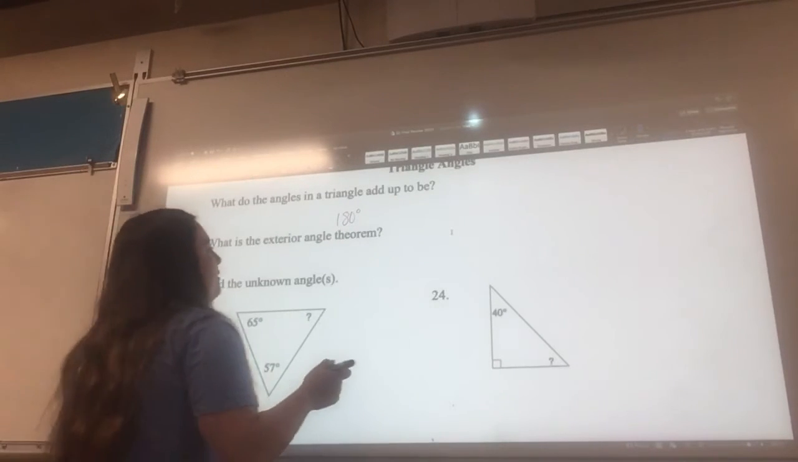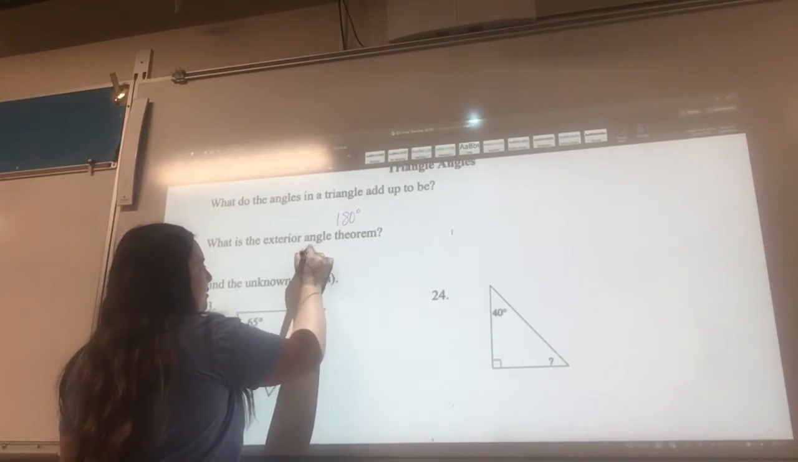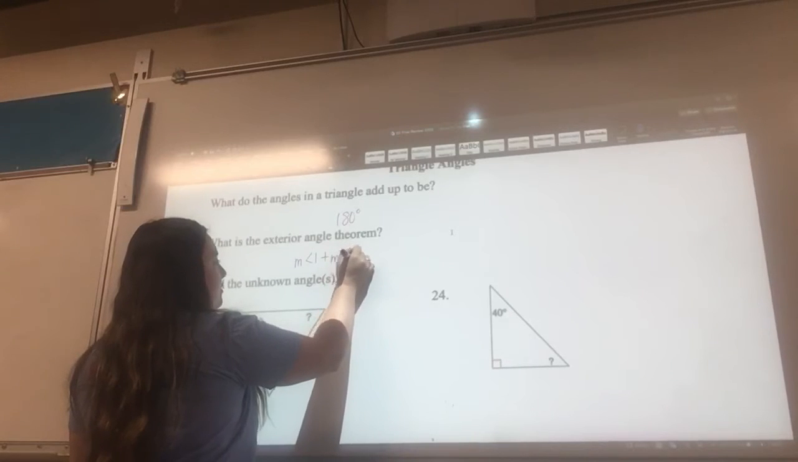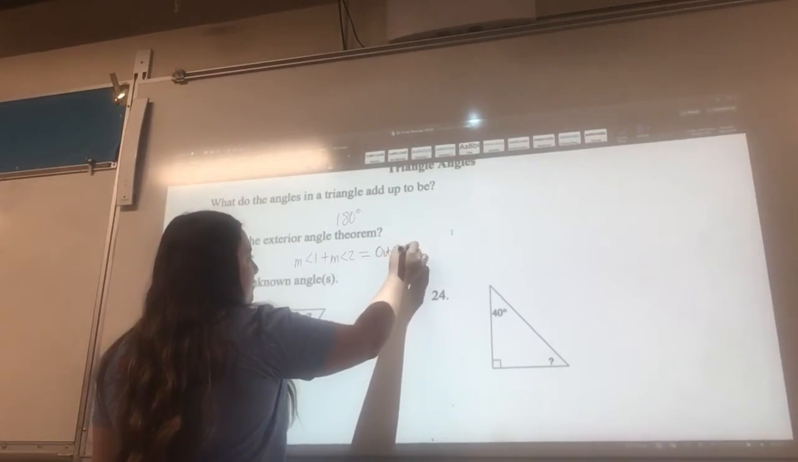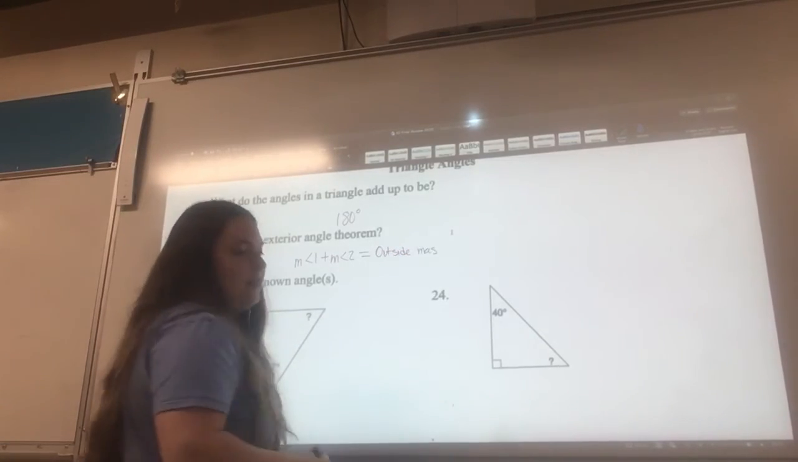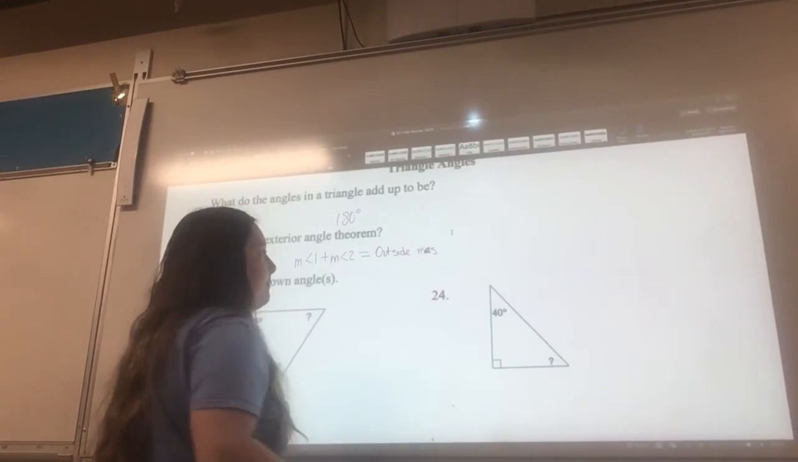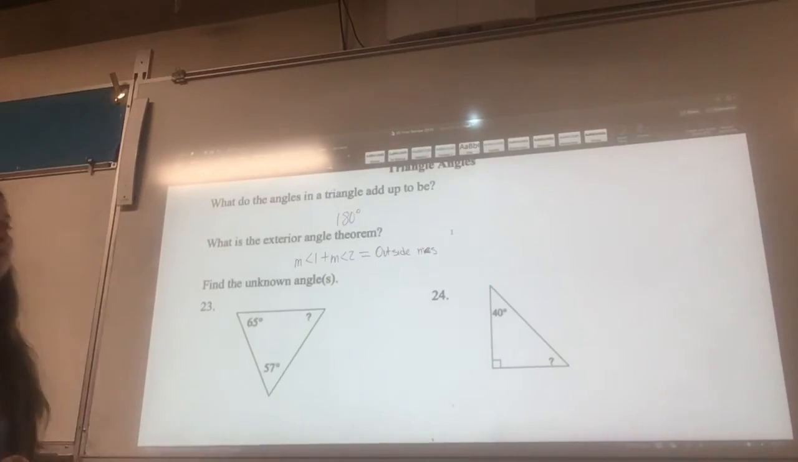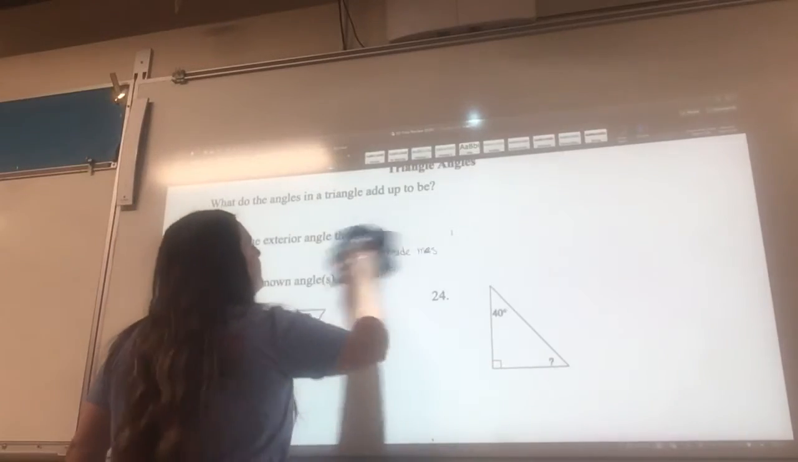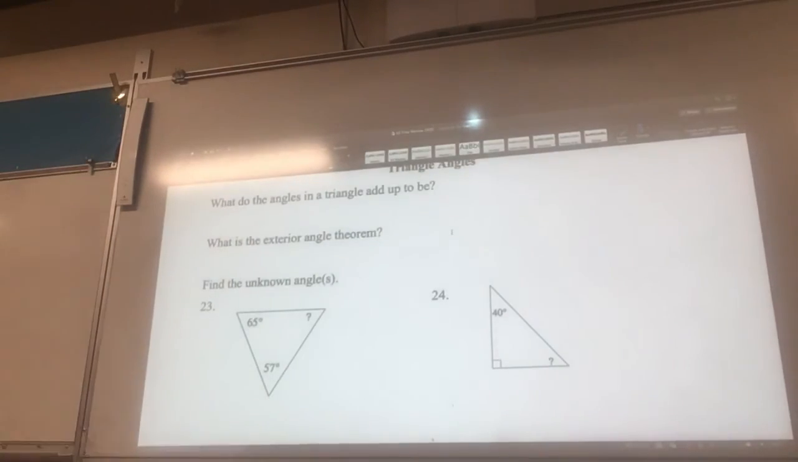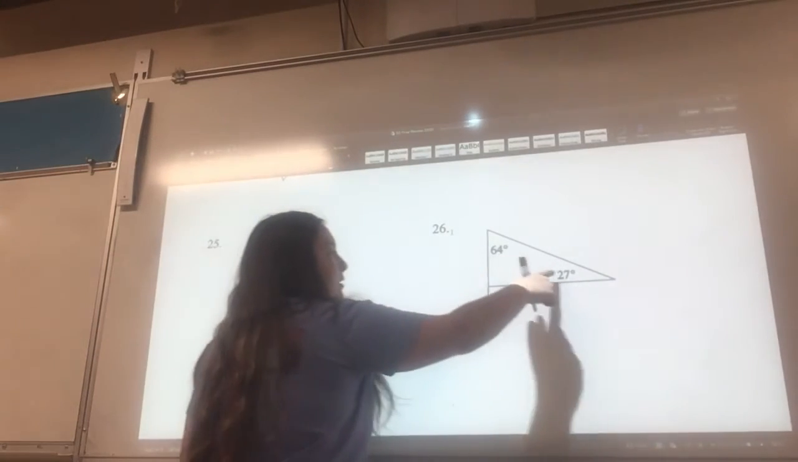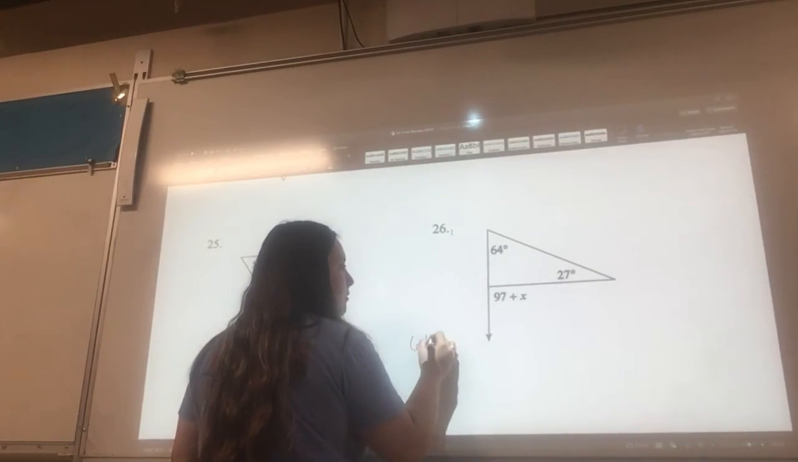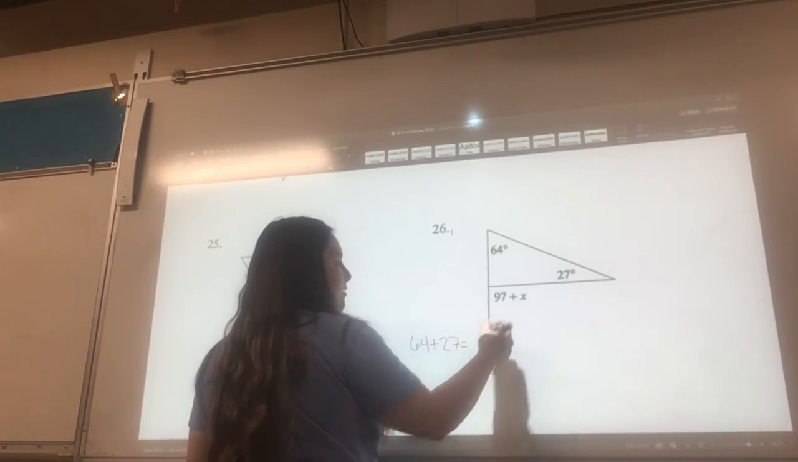The exterior angle theorem says the measure of angle 1 plus the measure of angle 2 has to equal the outside measure. I'm giving you that. And then I'm going to do number 26 with you. So please remember how to do this. It says the measure of angle 1 plus the measure of angle 2 has to equal the outside measure.